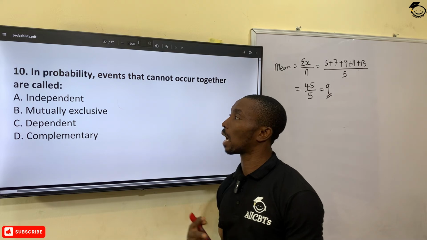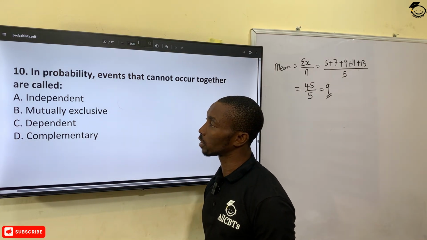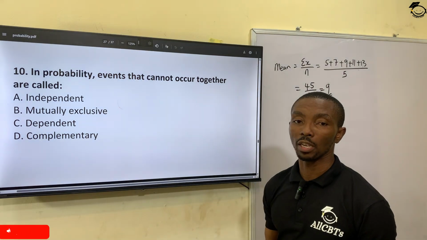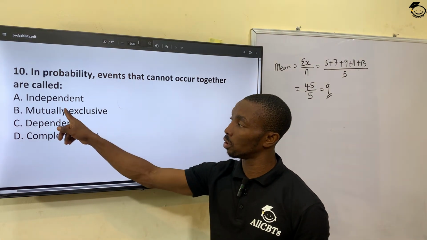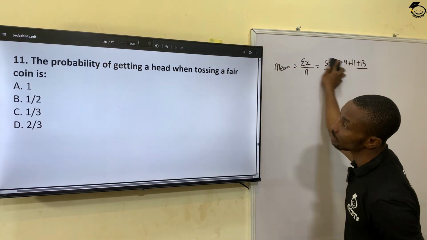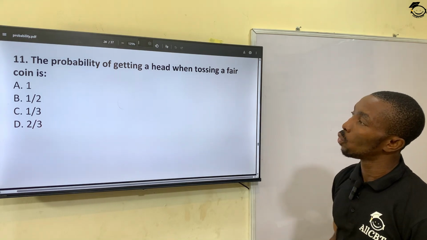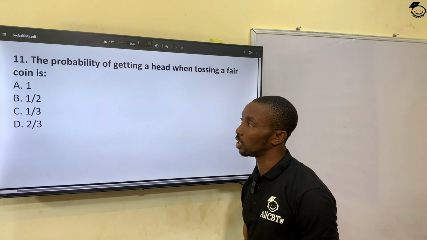Okay, when they cannot occur together, they are referred to as mutually exclusive events, which is our option B. And next question, question 11, talks about the probability of getting a head when a fair coin is tossed.